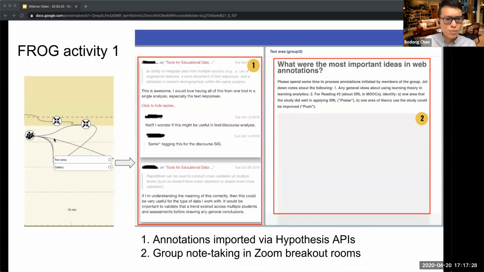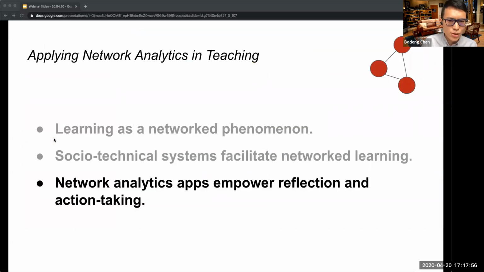So this is a zoom in on one activity. What you see is annotations made by the class being imported through APIs into the Zoom meetings, where one small group is in charge of making sense of those annotations and distilling high-level ideas. Such a design tries to harness not only human connection in the moment in the small group, but also the connections made by the learners with the text before the class, as I just mentioned. Again, these are practical things we can think about as we develop, or help other people design, socio-technical systems to support interaction and connections in learning.